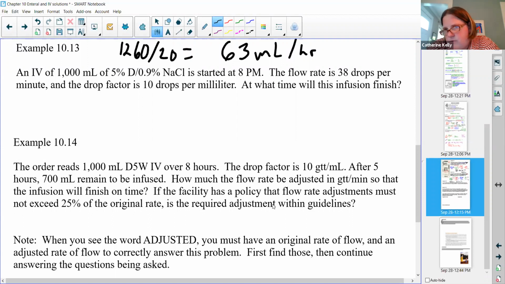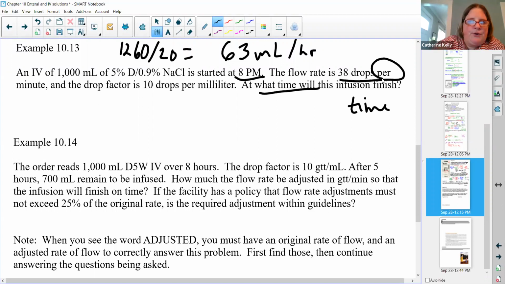So here we have, at what time will this infusion finish? So we need a time. So my answer needs to be in a time. And the only thing that I see up here with time is that at 8 p.m. it starts, and 38 drops per minute. So the time's going to be in minutes because I have 1 minute for 38 drops.